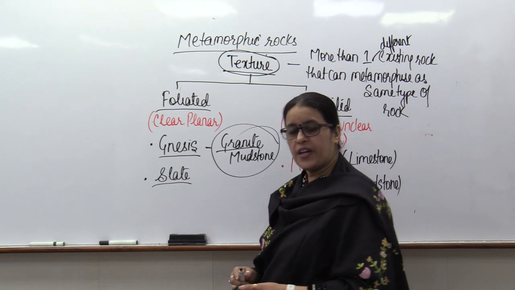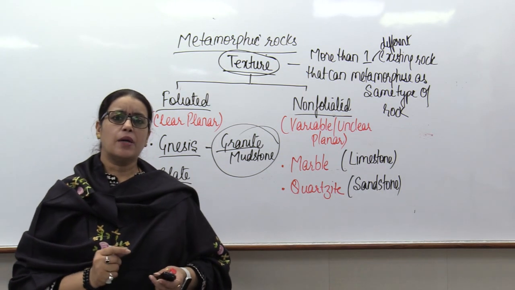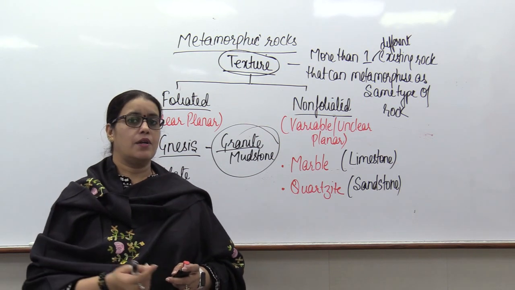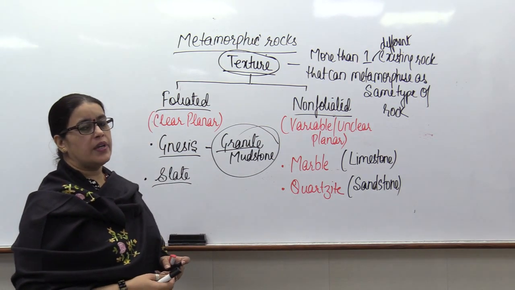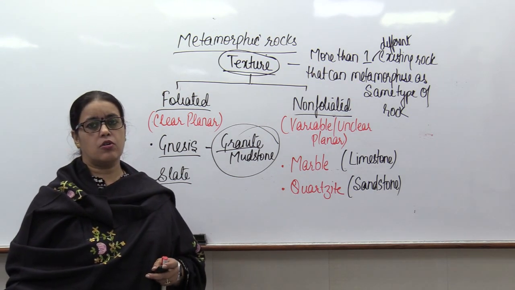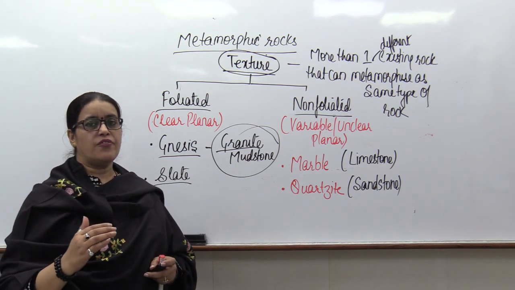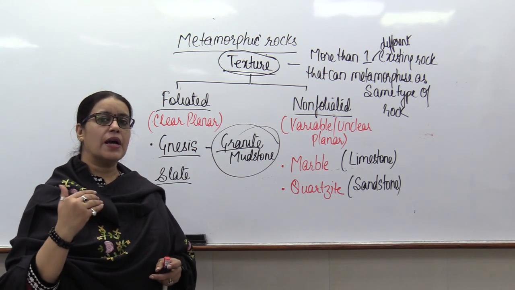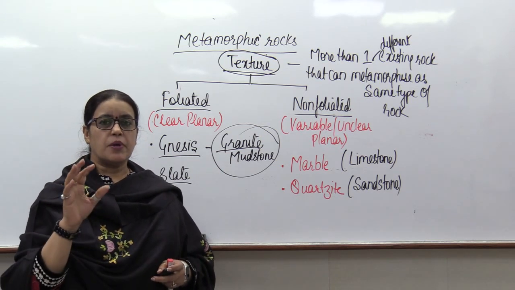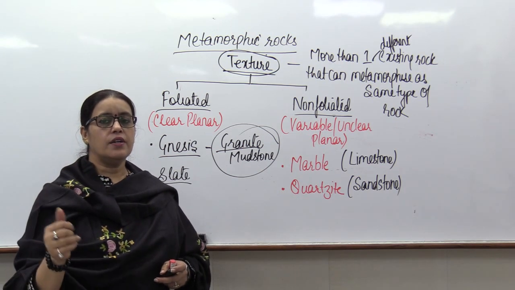Why don't I classify metamorphic rocks based on composition? Because metamorphic rock can have variable composition and may have similar texture. And what is the reason the composition variations are not standard? Because any of the different types of existing rocks can combine to make the same type of metamorphic rock. So metamorphic rocks, formed by dynamic and thermal metamorphism, are classified on the basis of texture, foliated and non-foliated.